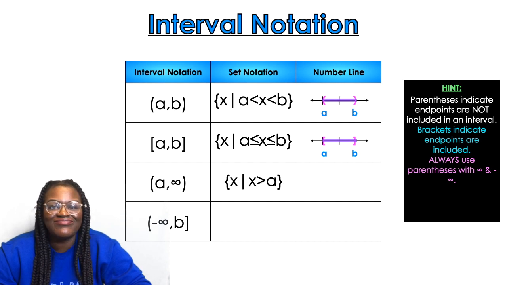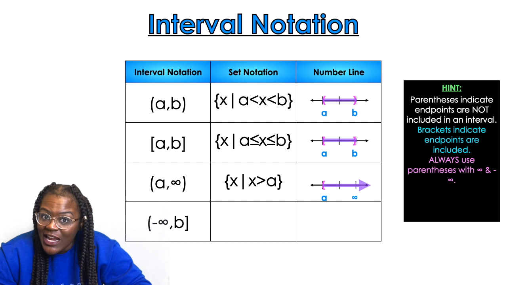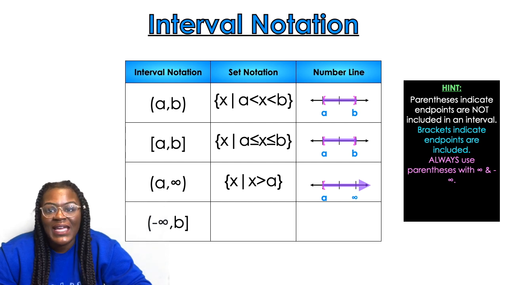And look at that. X is a number such that X is greater than A. So on my number line, we have an arrow now. That's a little different, okay? So we gotta pay attention to that. Anytime I have an infinity, I have an arrow in the direction of the infinity. Notice that the A had a parenthesis in it, so the A still has a parenthesis.